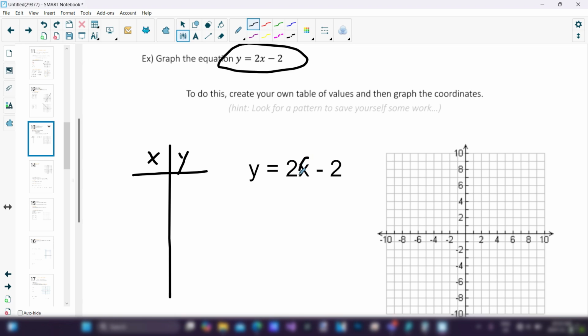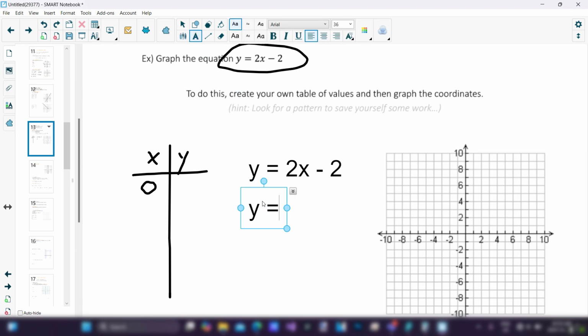So what number am I going to plug in? Well, I don't know. Why don't we start with the easiest number? Why don't we start with 0? 0 is always a good place to start. So when x is 0, in other words, when I put 0 in for x, what do I get for y? Well, we can do some quick solving. So instead of writing an x, I'm going to put a 0.